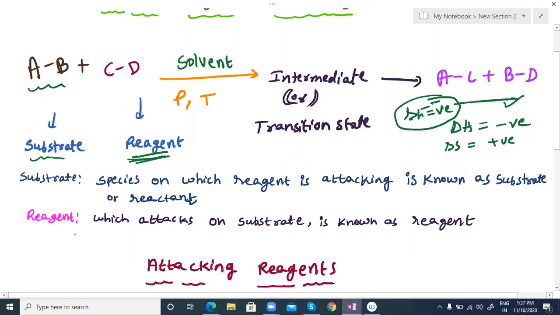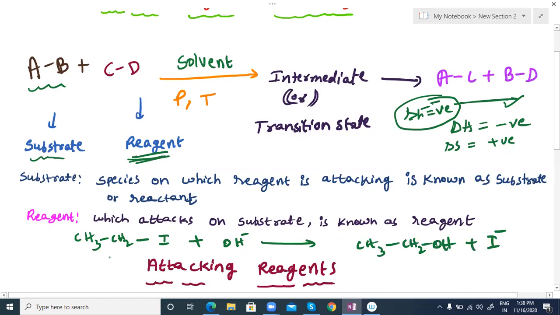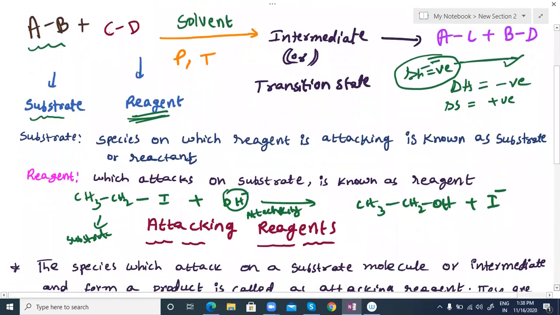For example, here CH3CH2I, iodine, is there. Now I am reacting it with OH minus. Assume solvent and everything is there. I am getting CH3CH2OH plus iodide. You can assume this is the substrate, and this is the attacking reagent, OH minus. This is called the attacking reagent. Got it? So what types of attacking reagents are there? That's what we are going to discuss in this video.